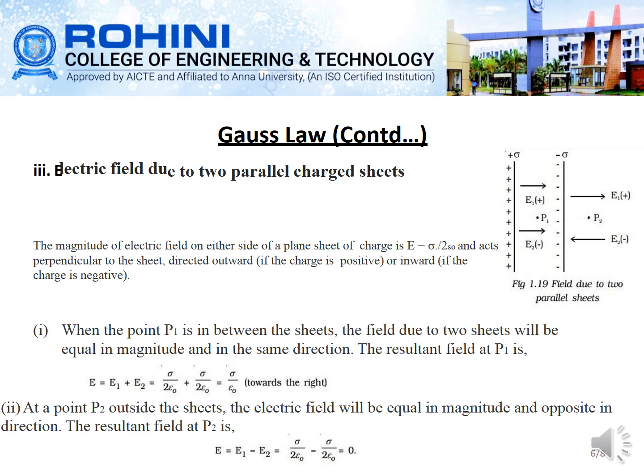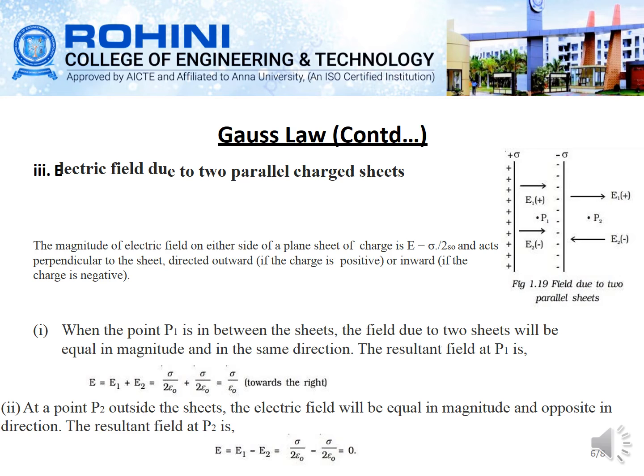The next one is the electric field due to two parallel charge sheets. In the case of two parallel charge sheets, the magnitude of the electric field on either side of the plane sheet of charge is E is equal to sigma divided by 2 epsilon naught. If it is perpendicular to the sheet and directed outwards, then we say the charge is positive. If it is going inward, then we say the charge is negative, that is minus Q.